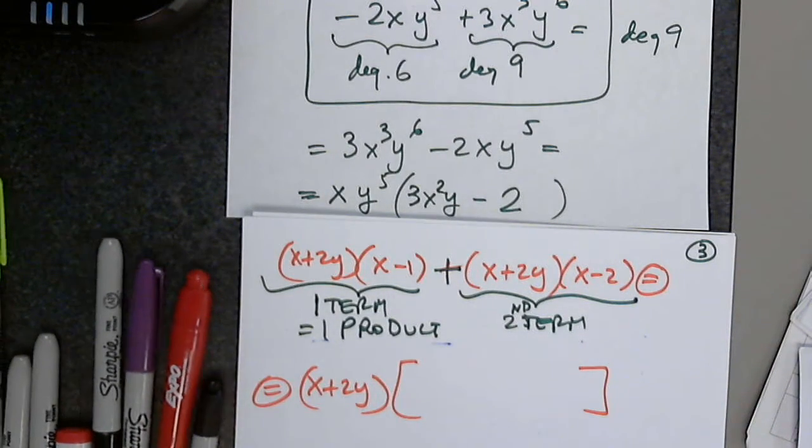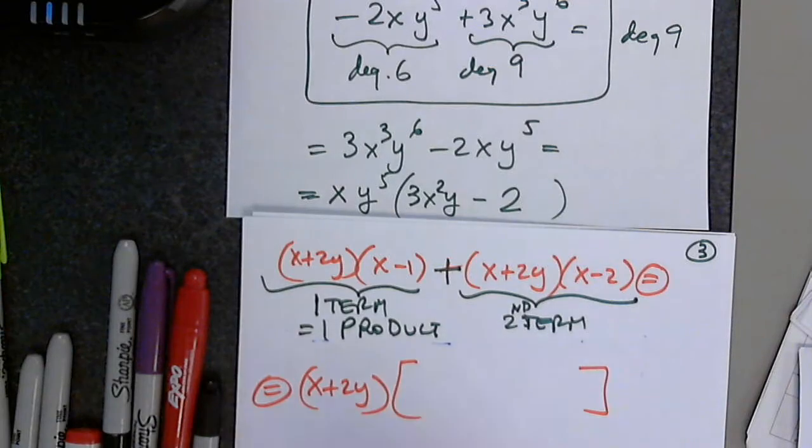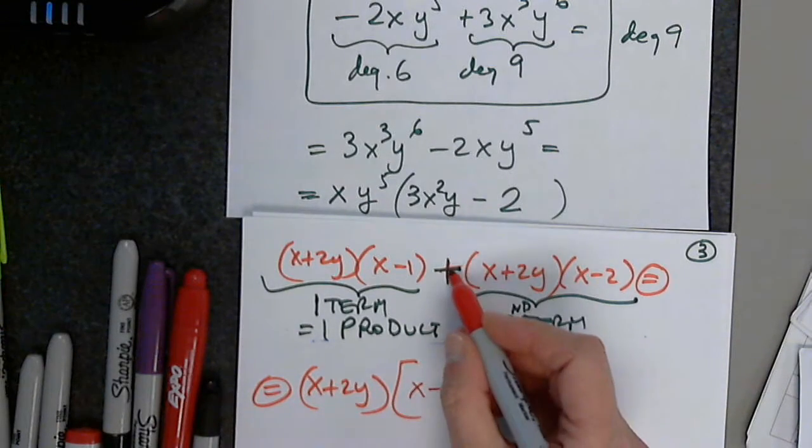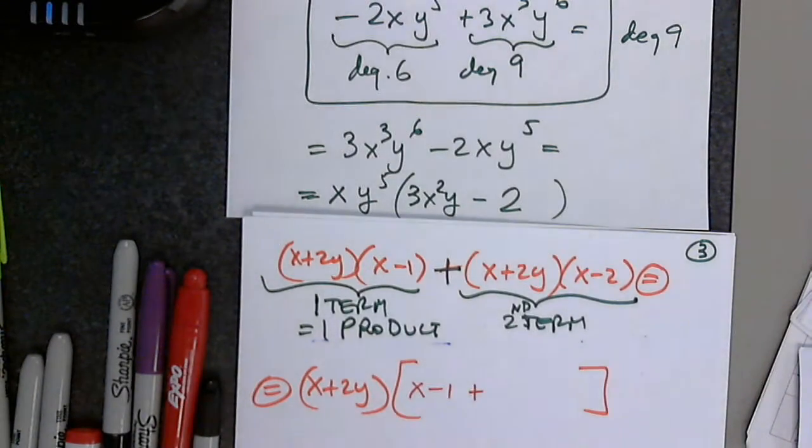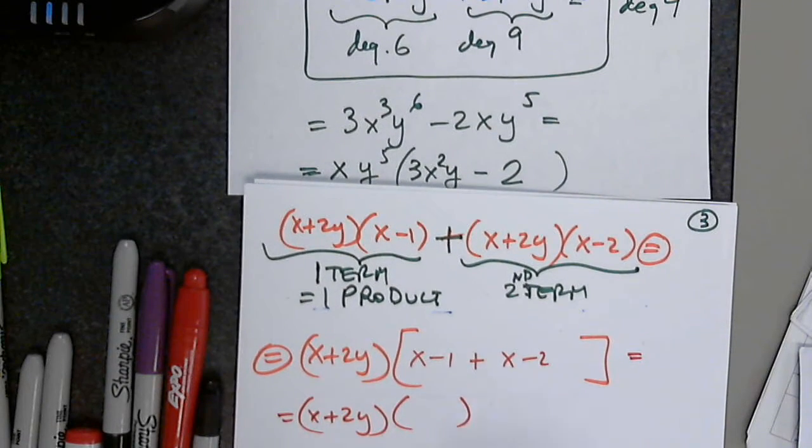Perfect. Excellent. What is left from the first term? Excellent. Now I reached plus. What is left from the second term? Perfect. Now what do I write here in brackets? So this is x plus 2y times what? That's it.